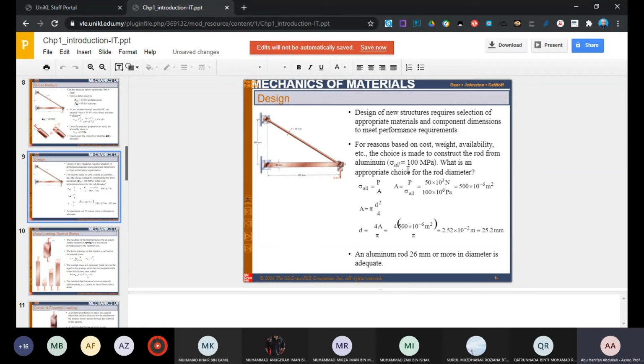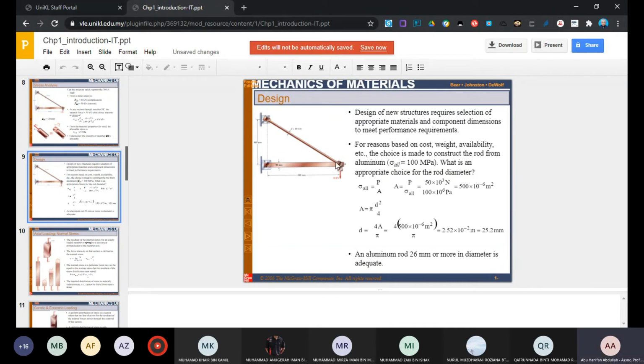Availability is one issue, because some material is not easily available. If you choose titanium, for example, obviously titanium is expensive, it's very costly. It could be lighter because you can use thinner, however it's difficult to get. So in design, you have to consider this cost, weight and availability. You have to make selection based on these parameters.